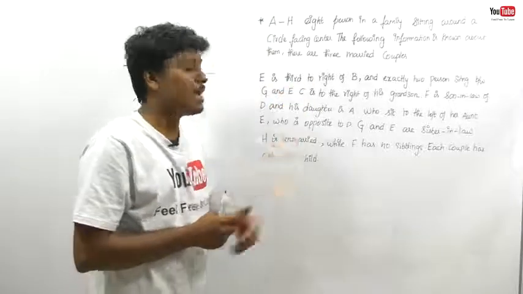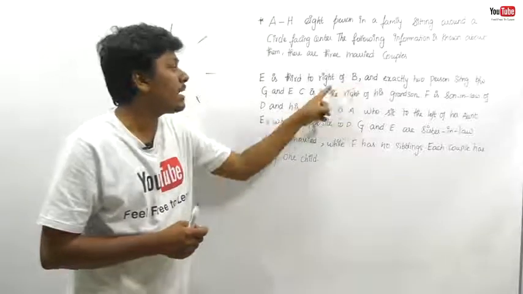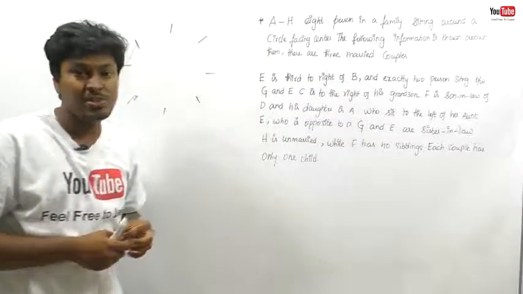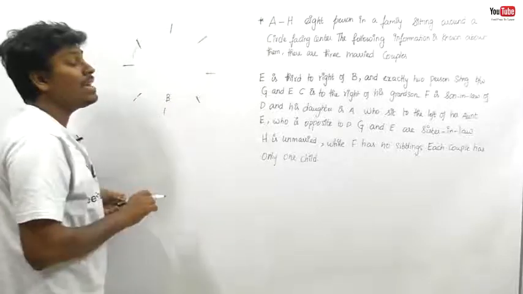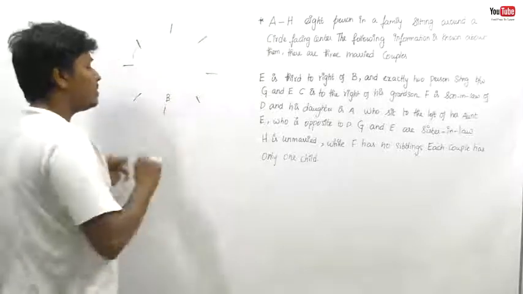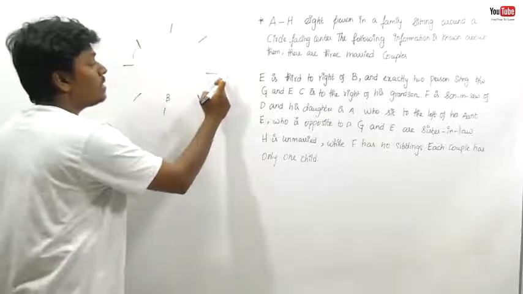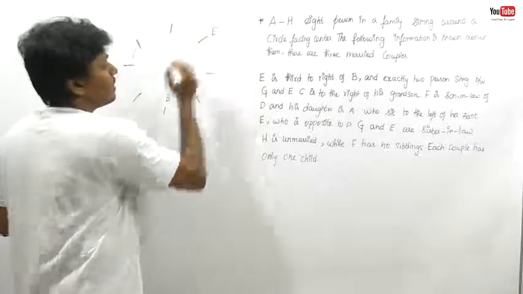E is third to right of B. See here, friends, B's right hand side, at the third place, E should come. So it is a direct statement, right? So I can place B here. B's right hand side will be this side. So 1, 2, 3. So E should come here.